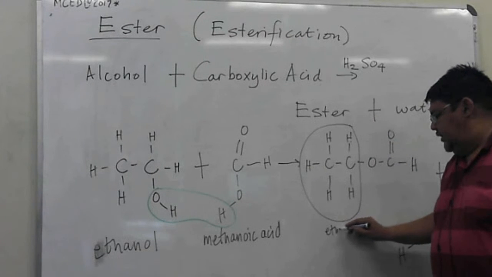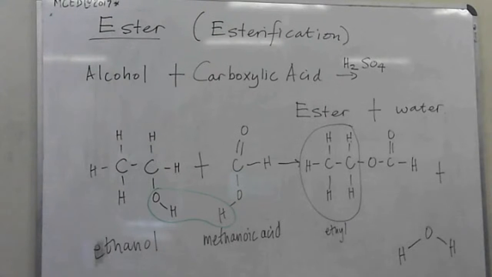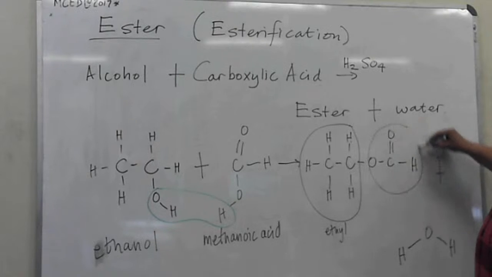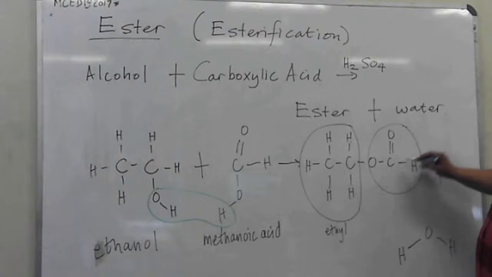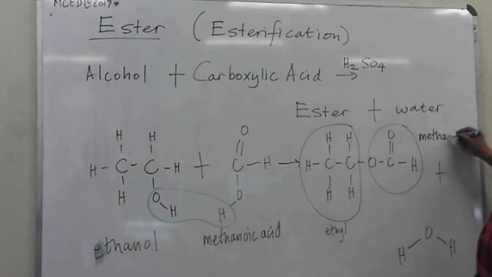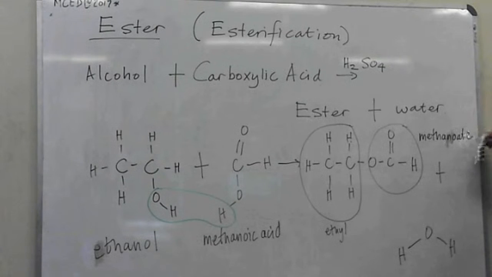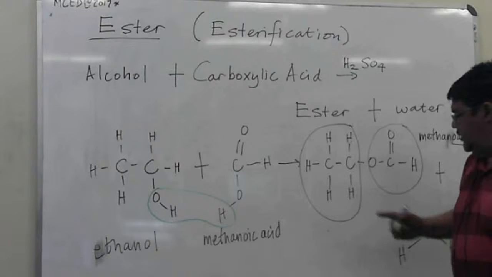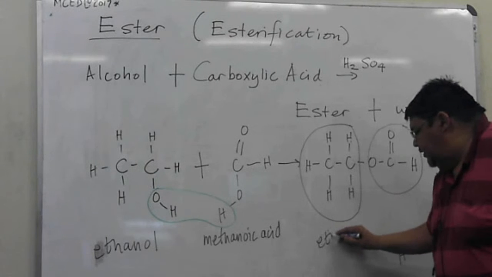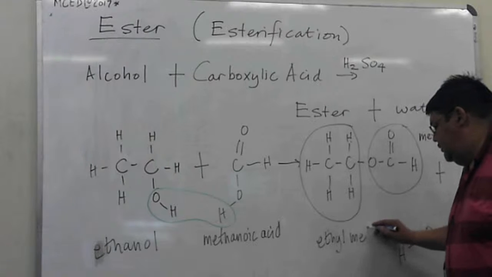This is ethyl. This is the ethyl group. We saw it yesterday. If it's attached to a chain, it's called an ethyl group. And thus, one carbon. This is the methane. And the suffix that we use for an ester is oate. Right, so the name of the ester is just the two combined. It is ethyl methanoate.